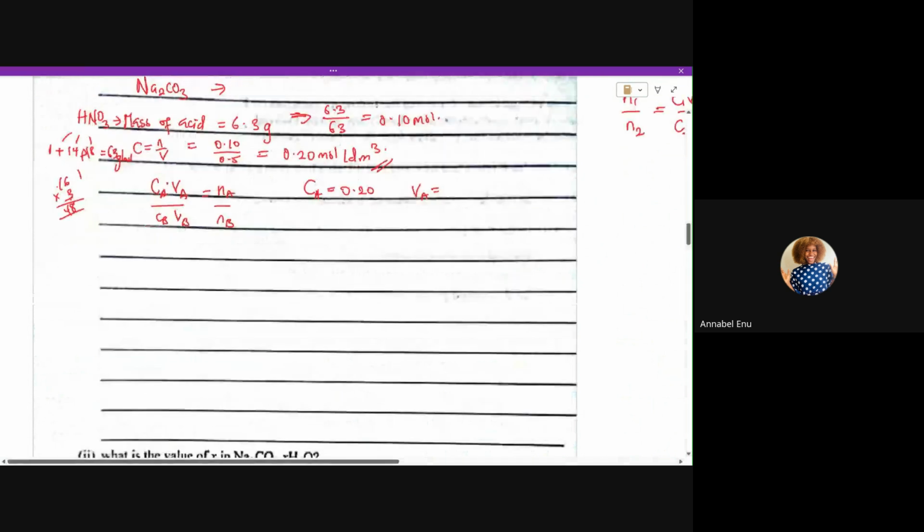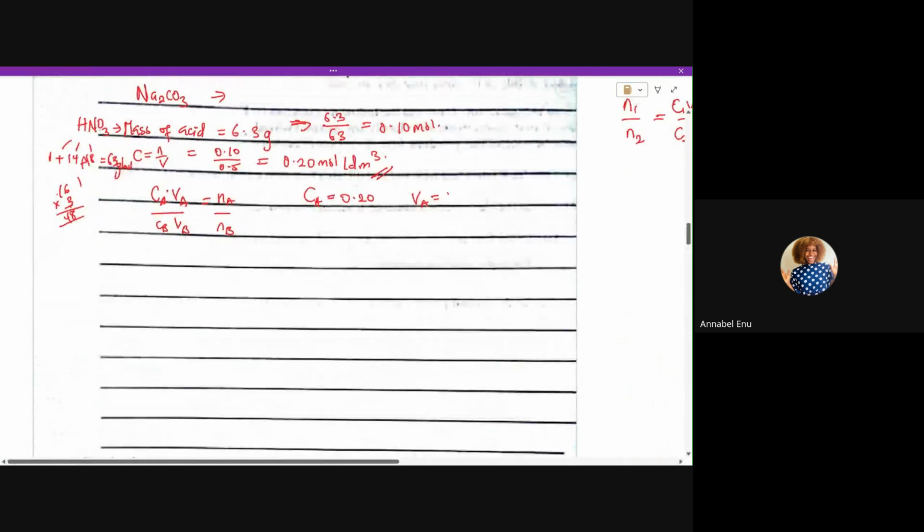Okay, so we're going to be writing it: 24.63 centimeters cube, which is more dm cube. Then our concentration of base, we don't know. That's what we're going to be calculating. And then our volume of base. Okay, what will be our volume of base?